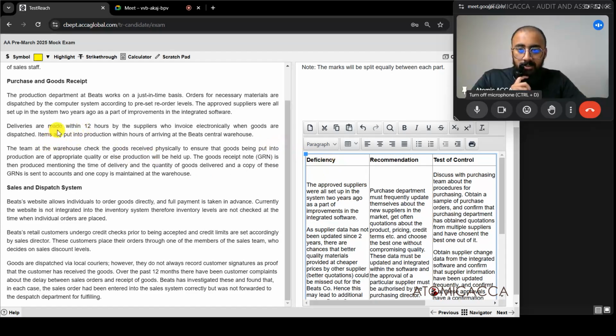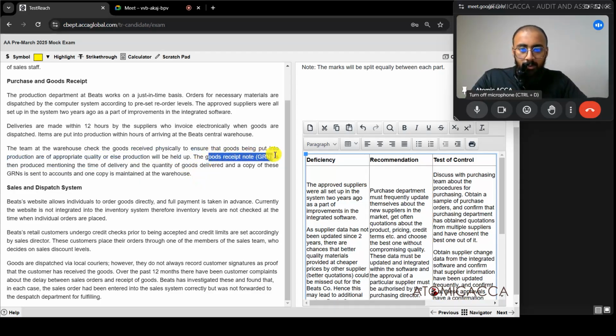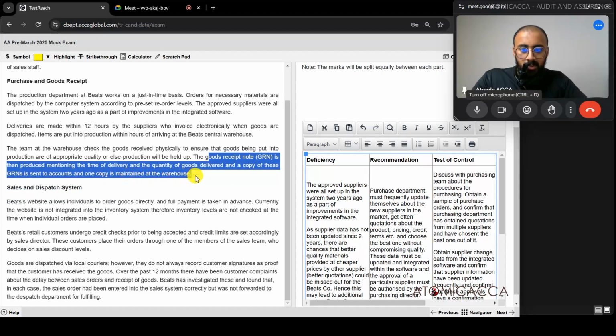Deliveries are made within 12 hours by the supplier who invoice electronically when goods are dispatched. Supplier sent electronically invoice, okay, when they are dispatched. Items are put into production within hours of arriving at the BH's central warehouse. Okay, let's see. The team at the warehouse checked the goods received physically to ensure that goods being put into production are of appropriate quality or else production will be held up. Okay. The goods receipt note is then produced mentioning the time of delivery and the quantity of goods delivered. Okay. And a copy of these goods received notice sent to accounts and one copy is maintained at the warehouse.